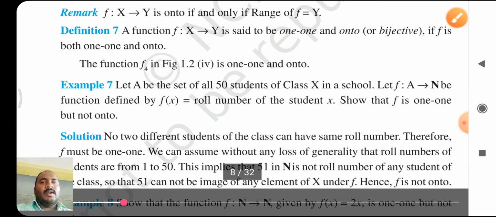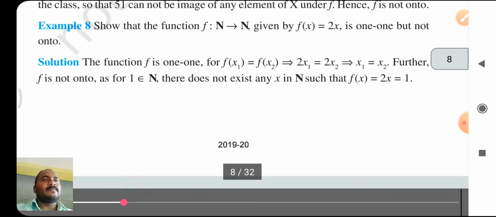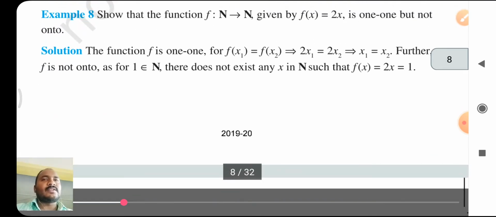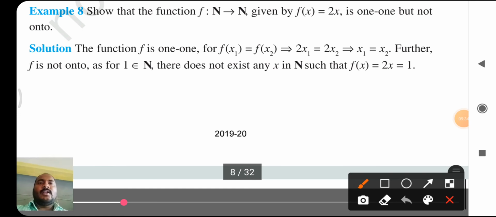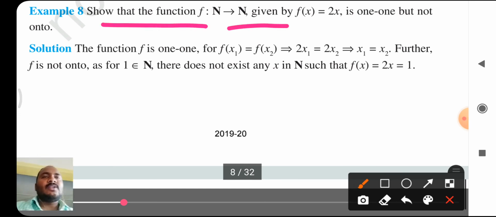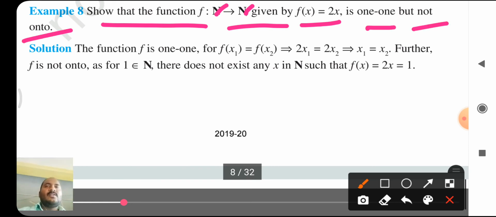Next, let us discuss some examples on one-one and onto functions. Show that the function f from N to N, where the domain is the set of natural numbers and the codomain is again the set of natural numbers, f of x is equal to 2x, is one-one but not onto. Here our aim is to show that f is one-one but not onto.